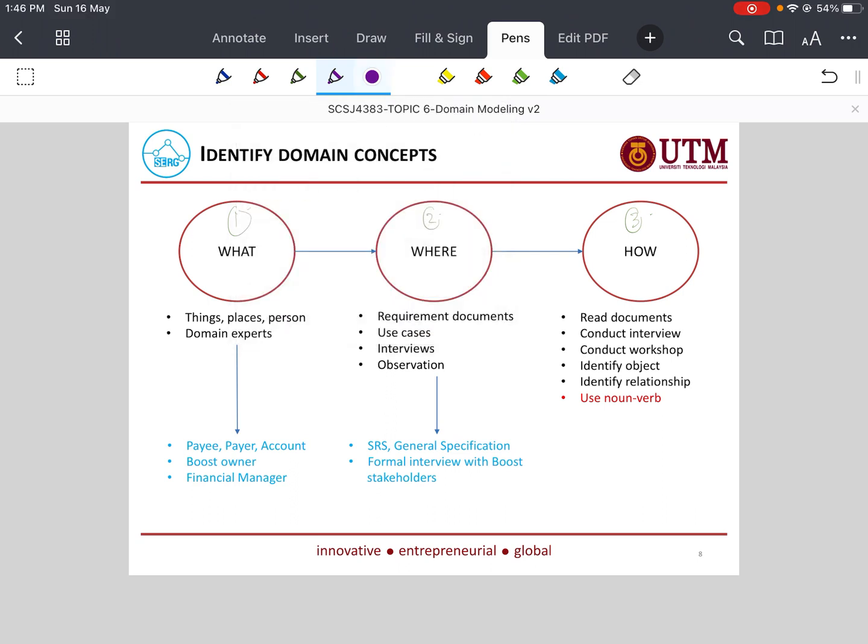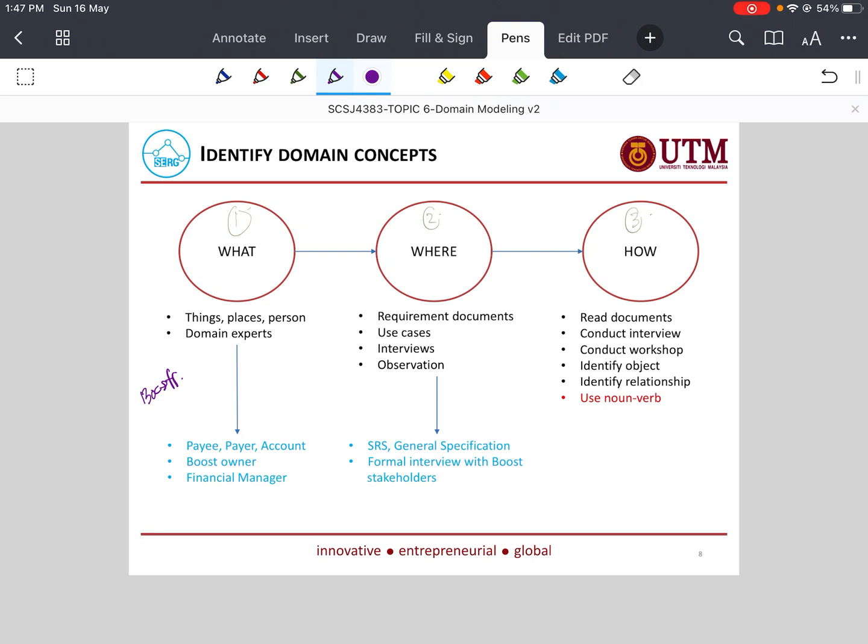So we look at the first one. What you need to know on identifying the domain concept. The first one is you need to identify what are the important domain concepts for the application domain. For example, here again I use the Boost example.